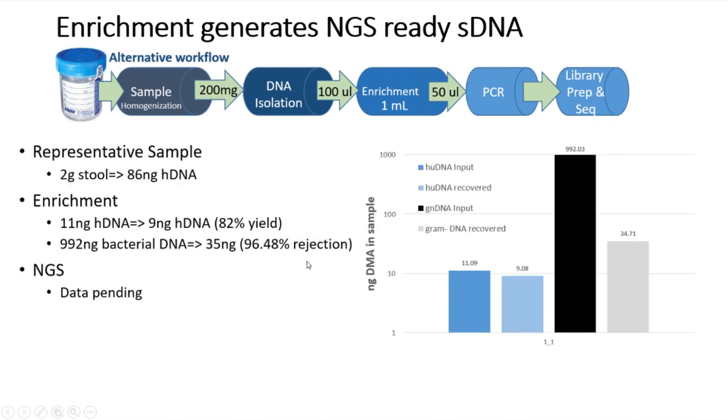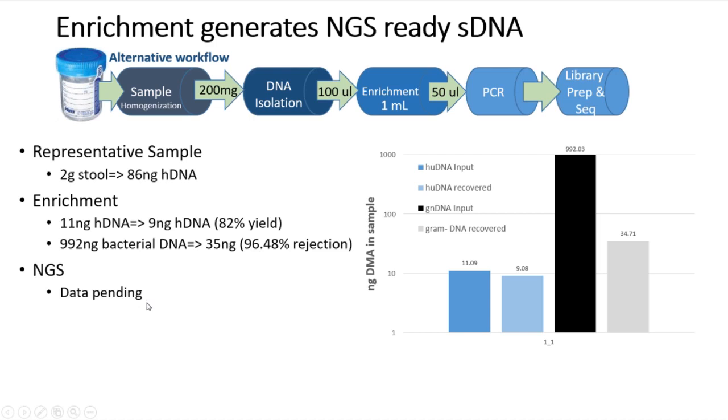So what do we get from this? As I mentioned, we might put in something like 2 grams of stool. We'll get something back like, say, 86 nanograms of human DNA. It doesn't all go into the enrichment, but if we put in something like 11 nanograms, we get back 82% of it. So we have a very good yield using this process. The amount of bacterial DNA will be in the microgram levels. We'll reject 96% of that. And so it gives us a pretty good ratio. You come in at ratios that are well under 1% human DNA, and you come out at ratios that are more like 35%.